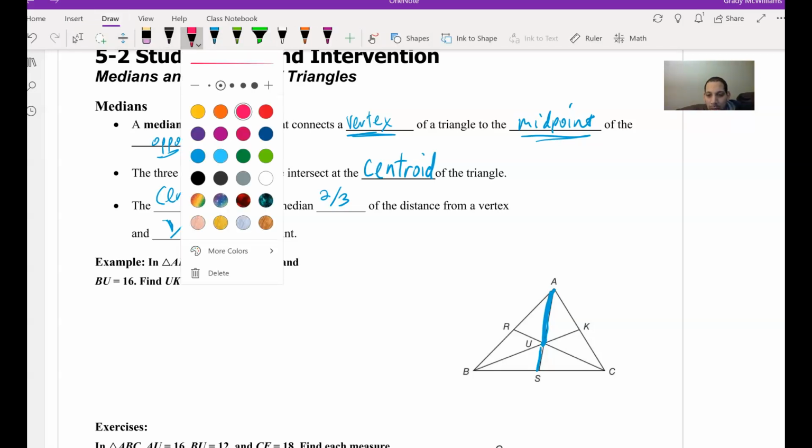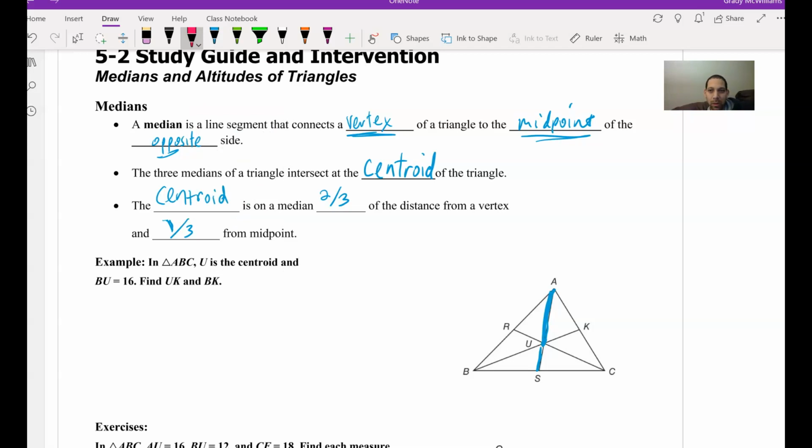Okay, so this median right here, this median, this is 2/3 on this section, and this is only 1/3. Okay, and that's the important point for today's lesson. This is a median. 2/3 is from B to U, right there, and 1/3 is only from U to K.